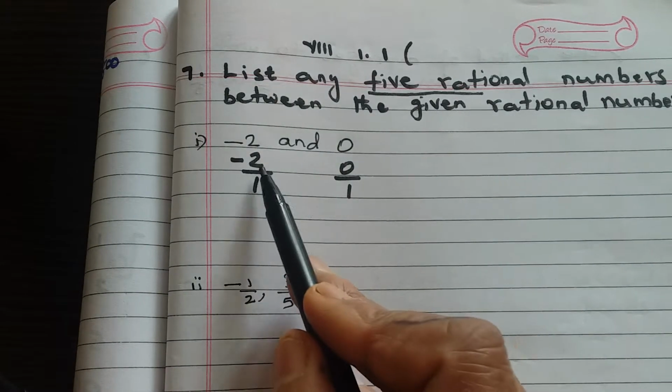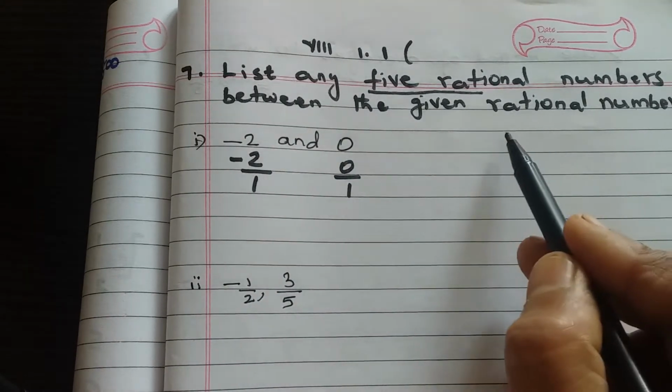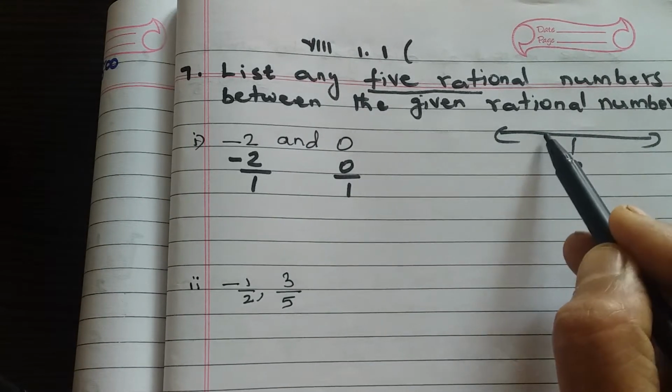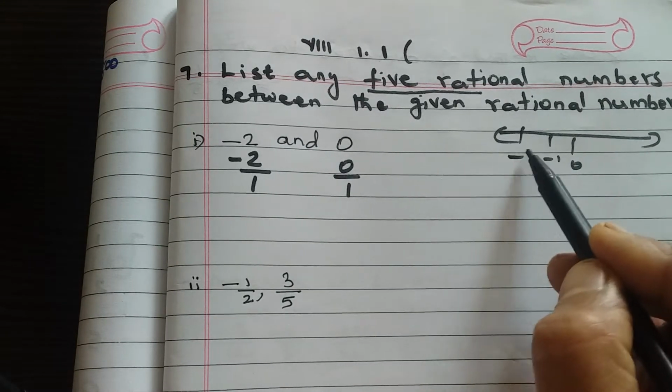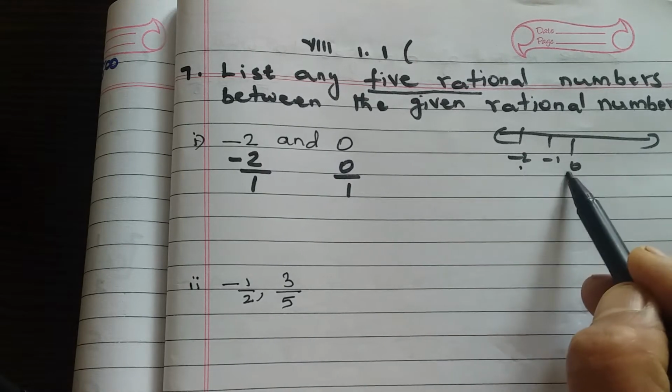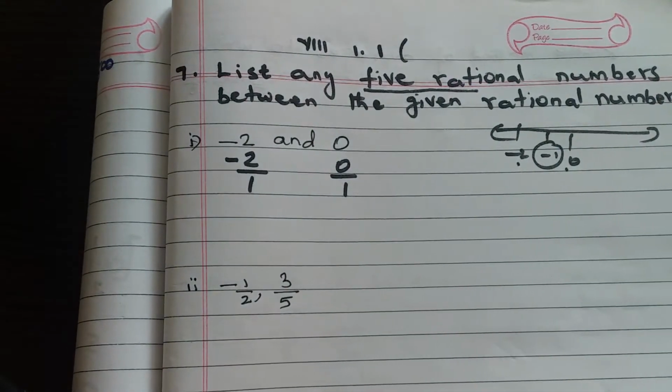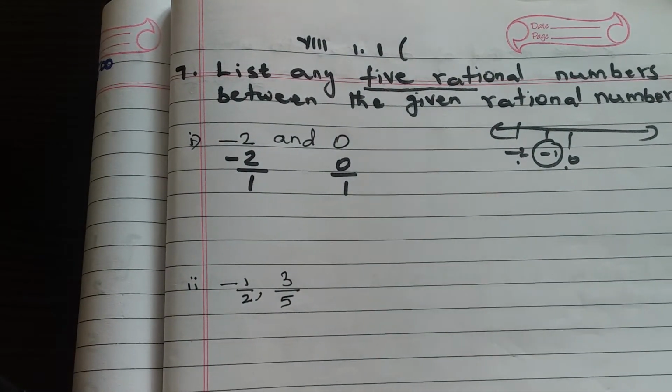You just think, between -2 and 0, what is the number you have on a number line? If you draw a number line, this is 0, this is -1 and -2. As it is between -2 and 0, we have only one number, -1. But we are supposed to find 5 rational numbers. So what to do? This concept you have learnt already.